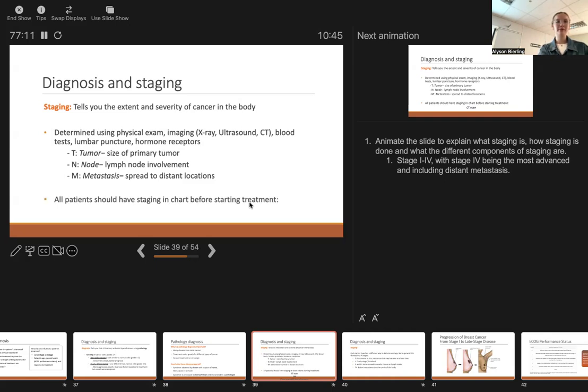Great. Before starting treatment, all patients should have staging documented in their chart. Anytime a patient is started on chemo or radiation, we need to know their diagnosis based on pathology. And then we also need to know the stage of that cancer. So what is the size of the primary tumor? Are the lymph nodes involved, and are there metastases or not?